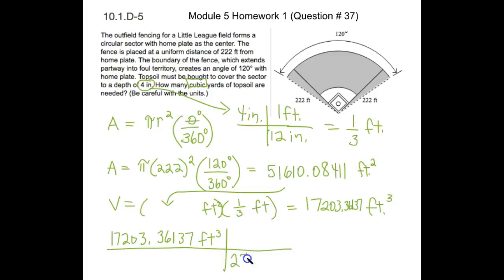There are 27 cubic feet in 1 cubic yard. So we arrive at 637.16 cubic yards of soil that we would need to cover that baseball field.